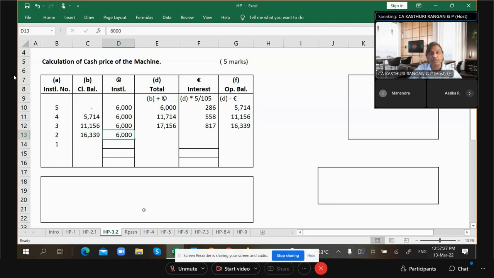Again, installment 6,000, total 22,339, interest 1,064. So opening balance is 21,276. All the formulas are given, B plus C. This column plus this column is this number. This column into 5 by 105, this number. P minus C will be opening balance.